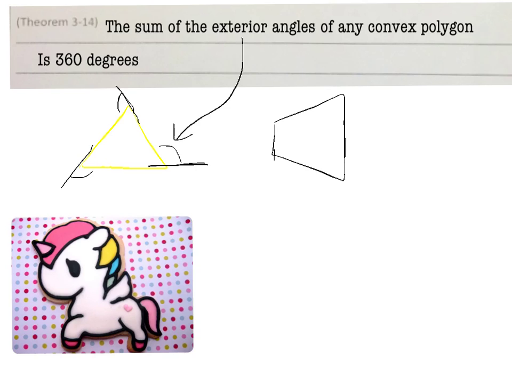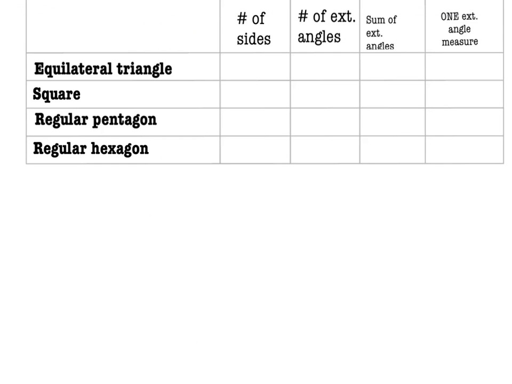Let's extend the sides out. The little angles that are created, those are the exterior angles. So now let's focus in on the table, thinking about what we just learned in that theorem. The sum of the exterior angles of any convex polygon is 360 degrees.